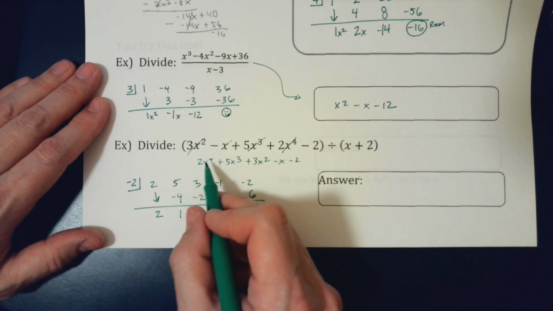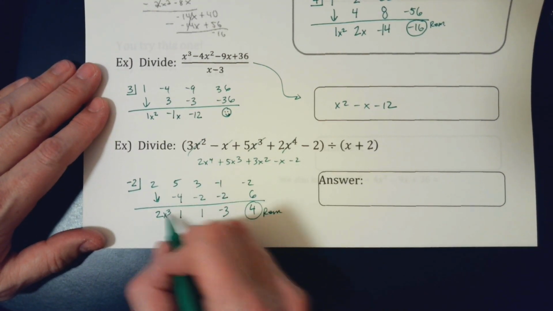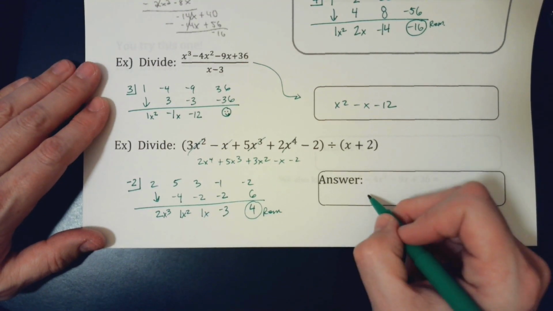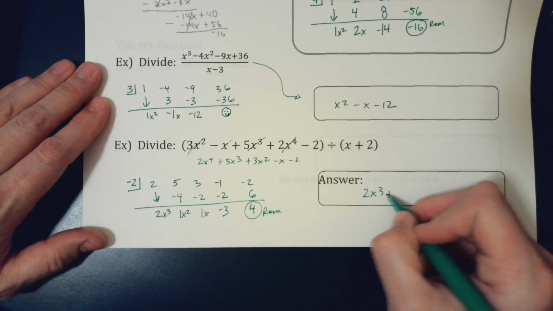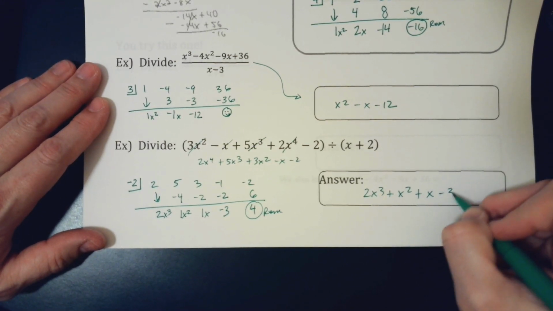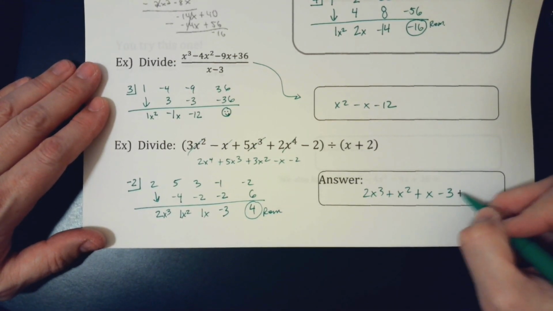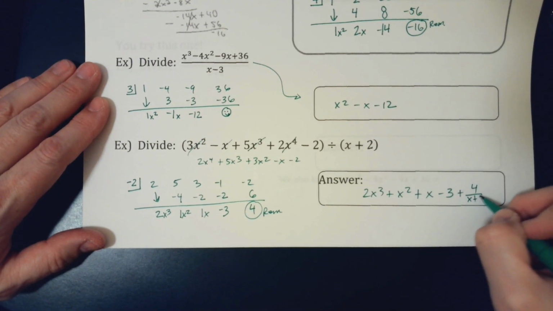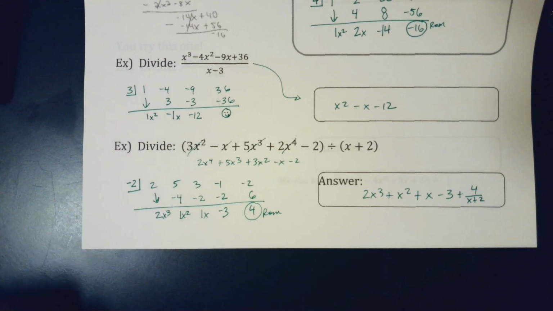And my problem, this was x to the fourth, so I start with x to the third. Then x squared, then x. So there's my answer. So my answer is 2x to the third plus 1x squared plus 1x minus 3. The remainder is positive, so I say plus 4 over x plus 2. Okay. All right, I have one more little problem to do.